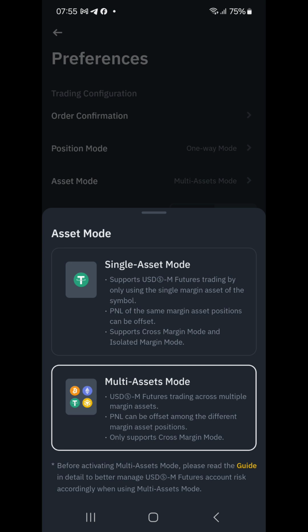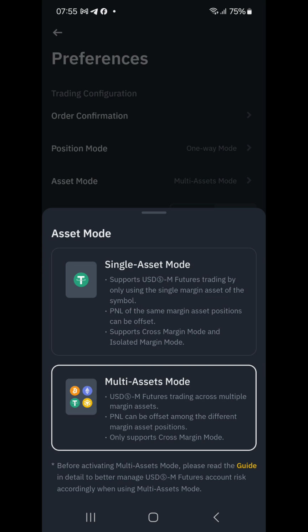Now single asset mode. In single asset mode, right, this mode allows you to use only the collateral from one specific asset for margin in your futures positions. I'm going to take it again. Now for single asset mode, this mode allows you to use only the collateral from one specific asset for margin in your futures positions.